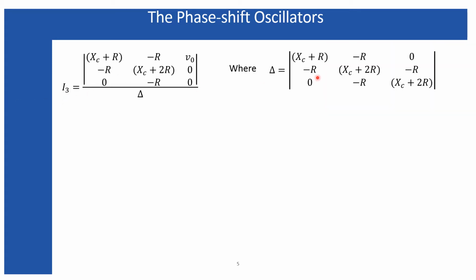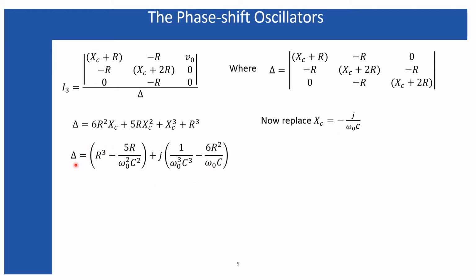So these two equations I have written from the last slide, where I3 takes this kind of form, where this delta represents the determinant of the matrix, and the numerator in the I3 is the same determinant, but the third column is replaced by these V0, 0, 0. Now upon finding this determinant, the determinant can be represented in this form, where I'm going to replace this Xc, which represents the reactance of the capacitor, and upon replacement of this Xc and separating out the real part and imaginary part, the determinant can be represented as shown over here.